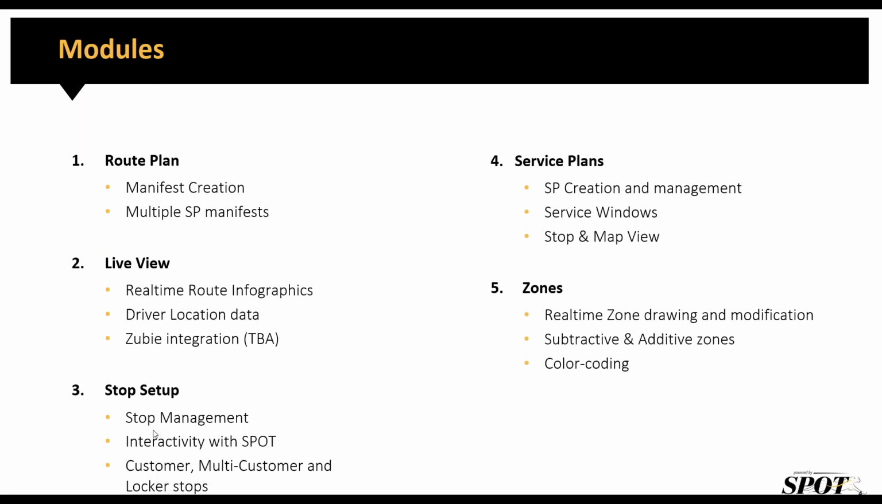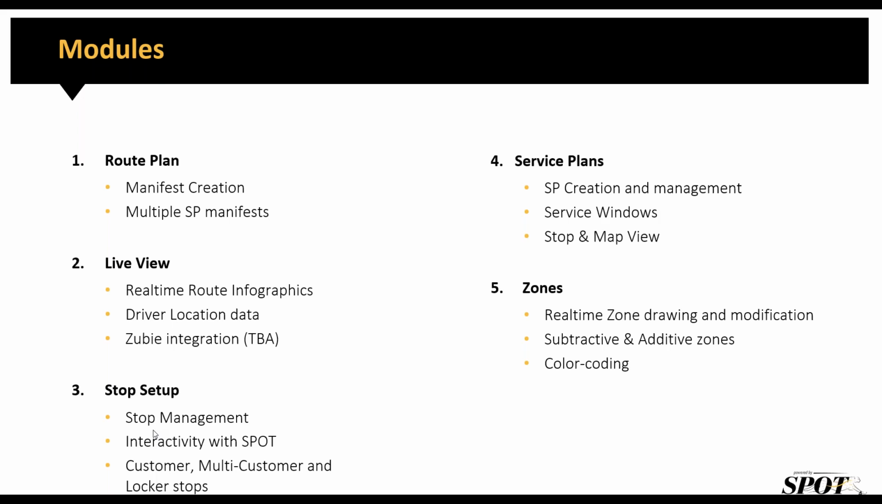When you click on one of your service plans, you can toggle between a stop view, which is just a list of stops as they look like in Spot today. And the second is a map view that will present you with a preview of the zone that's attached to the service plan, as well as all the stops as pins on the map.